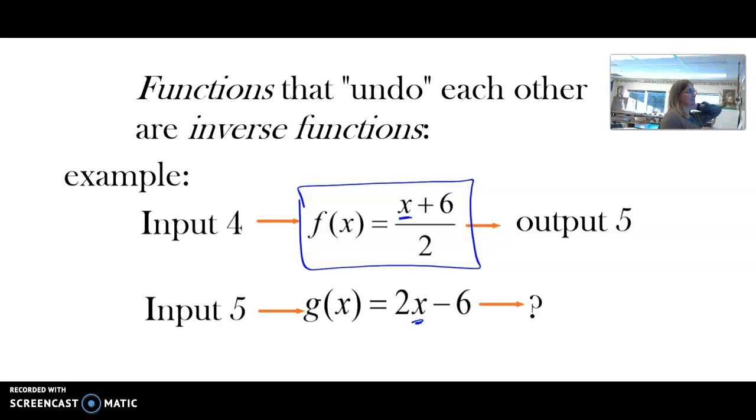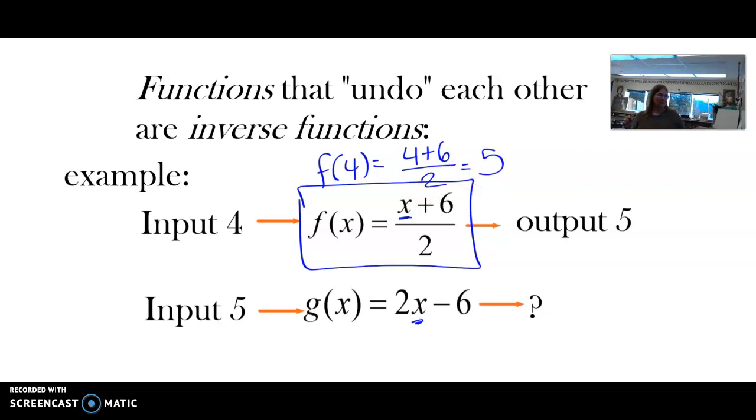And what happens when you have an inverse function is whatever your input value is, you'll get an output. So for example, if you put 4 into the original here, 4 plus 6 is 10. 10 divided by 2 is 5.